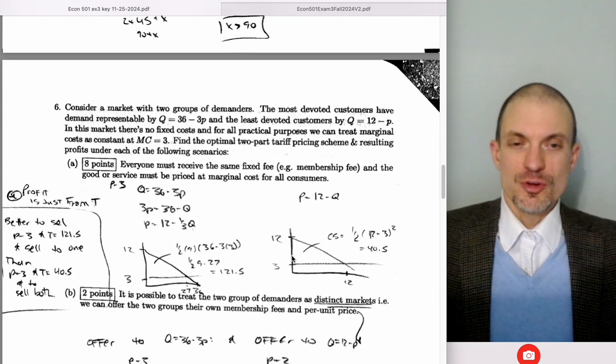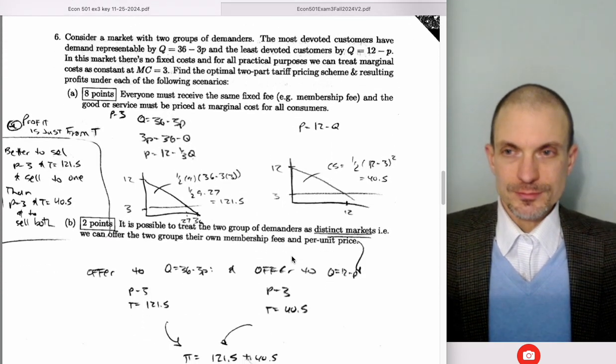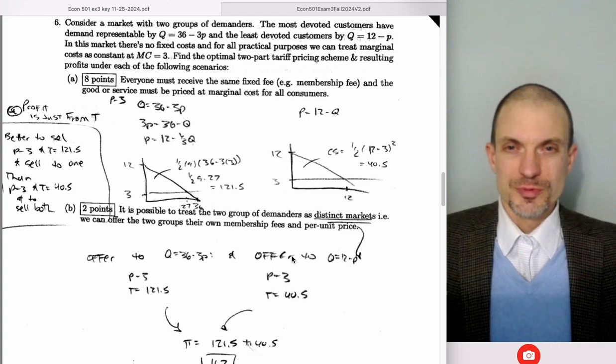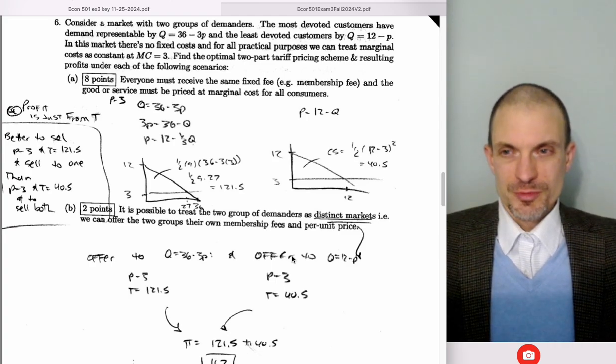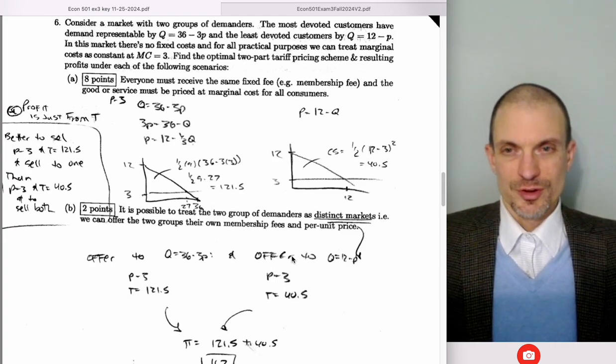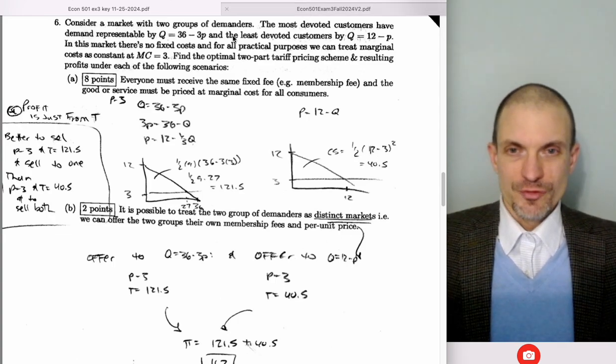All right, so here's a 2-part tariff question. Consider a market with 2 groups of demanders. Most devoted customers have demand represented by Q is equal to 36 minus 3P. Least devoted by Q is equal to 12 minus P. There's no fixed costs. We can treat marginal costs as constant. Marginal cost is 3.